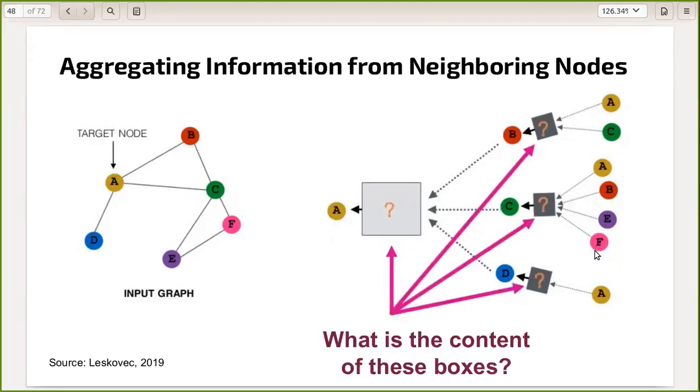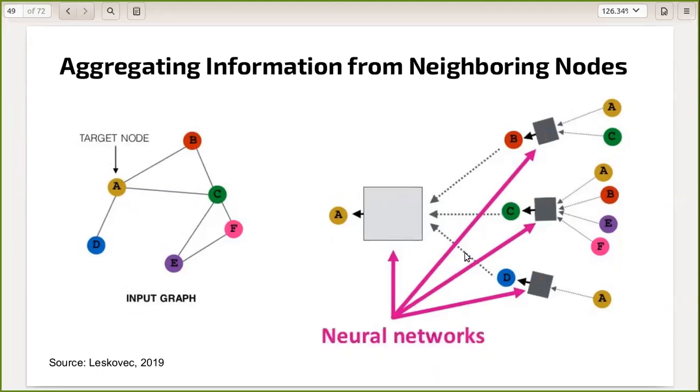But how, right? So what is the content of this box? There are many methods to aggregate the information, but the one that we can parameterize is to use neural networks to aggregate the information. This one is quite popular, aggregating the information by parameterizing the parameters as well, with a neural network.